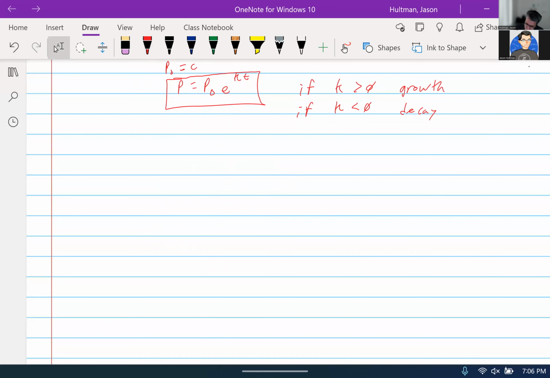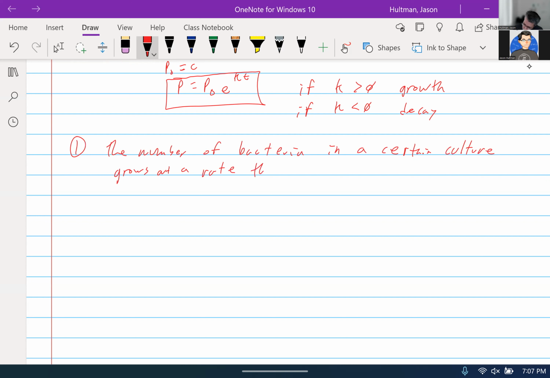Let's do a problem based on this. The number of bacteria in a certain culture, that's a bacteria culture, not a group of people, grows at a rate that is proportional to the number present, or basically to the population size.